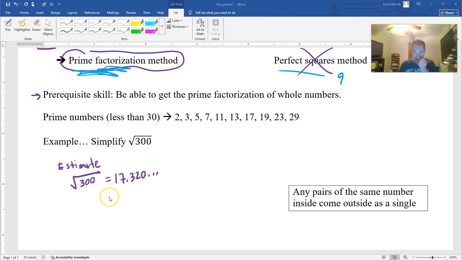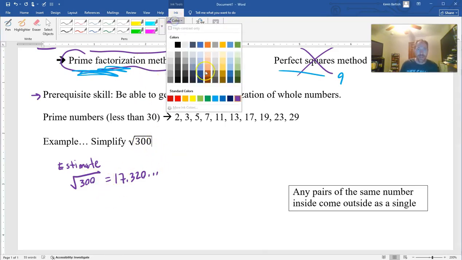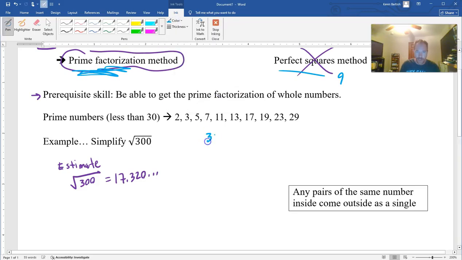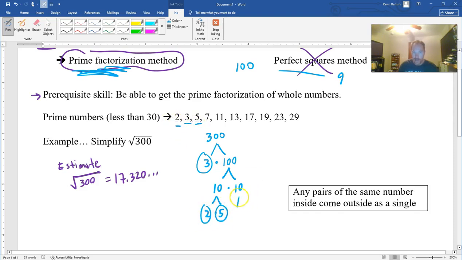I already did this on the calculator, 17.320. So now I'll see if I can break down 300 into prime factors. You might know that, let's see, 3 times 100 is 300. 3 is prime. If you were doing the perfect squares method, 100 would also be a perfect square number. But if we're doing prime factors, we might break 100 into 10 times 10. And each of those 10s can break into 2 times 5, and the 2 and the 5 are prime, but we got both of those here.